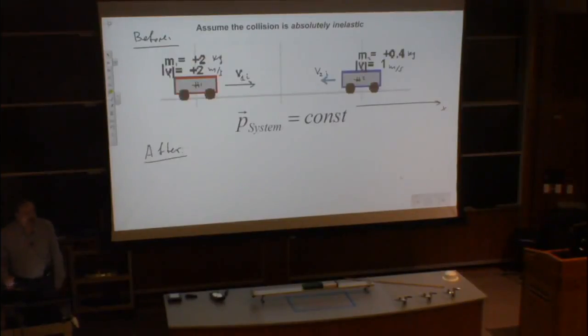Theoretically, we have only two choices for the after. They travel together or separately. The third choice doesn't exist. How do we know? We have to read. Sometimes it's in the name, sometimes it's in the description. Absolutely inelastic, according to a definition from the previous slide, it means they travel together. That's what it means. So that's why names are important. Absolutely inelastic means after the collision, they travel together.